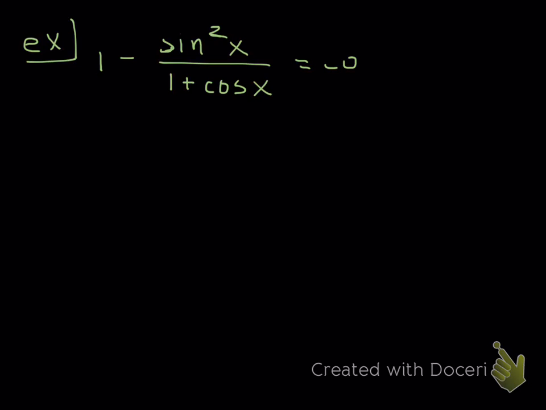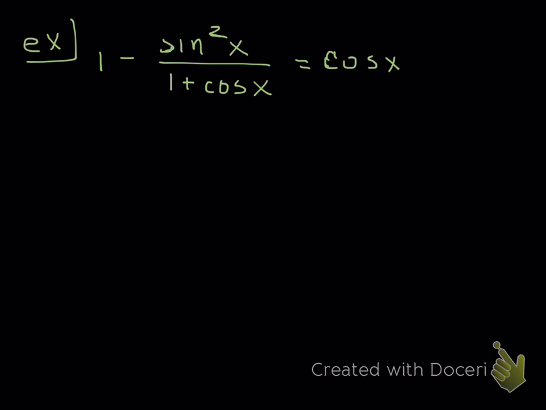our problem is 1 minus sine squared of x all over 1 plus cosine of x, and this is equal to just a cosine of x. So obviously we're going to be working with the left-hand side. Again, tomorrow in class we'll talk about other ways to go about this problem. I'm going to show you the most direct way to go about this problem.